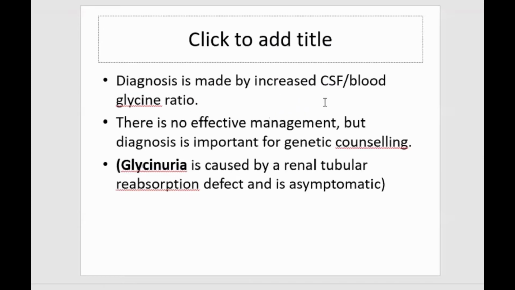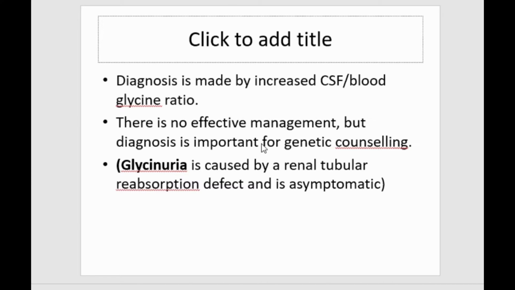Diagnosis is made by an increased CSF to blood glycine ratio. So there will be some amount of CSF glycine also, but normally there will be a greater concentration of glycine in the blood. The increased CSF to blood glycine ratio means increased glycine in CSF. In other disorders, such as hyperoxaluria, we don't see it in CSF. Here it is seen in increased quantities in CSF, even more than in blood.